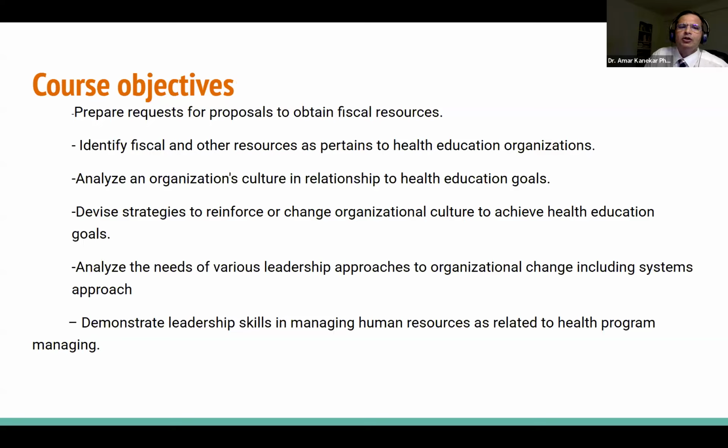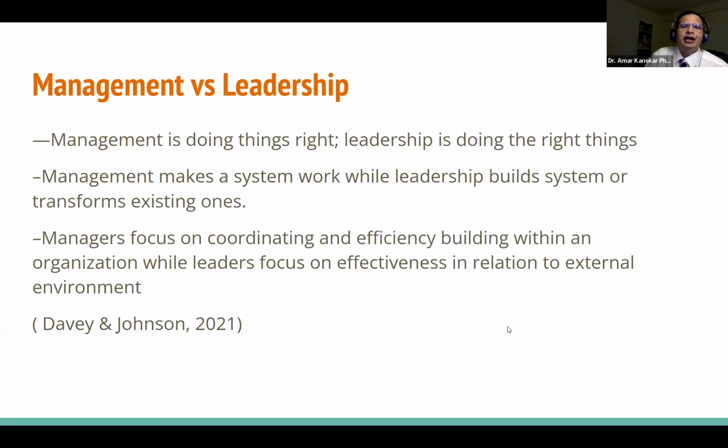So it has a wide variety of things we discuss. We talk about organizational culture, organizational boards, board meetings, leadership skills, fiscal resources, managing human resources, and so on. But before we go into that, there's something I wanted to make sure everyone's on the page about.